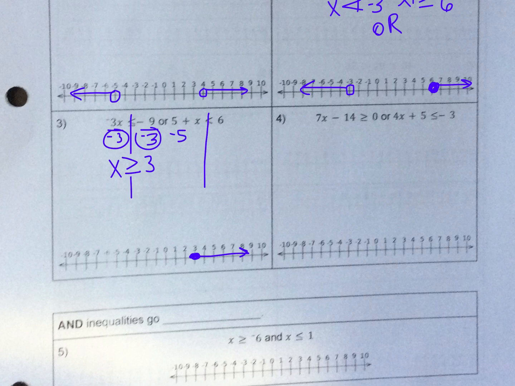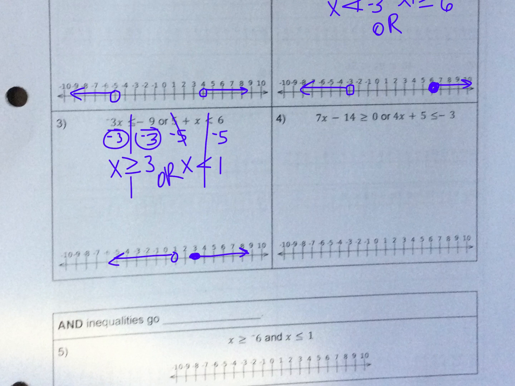Let's solve this one. I'm going to subtract 5 from both sides. X is less than 1. Open circle. So on that one right there, if you had messed up and forgot to flip it, you would have graphed it like this. And if you get two of them both going that way, then you know, oh wait, this is an or. I've screwed up. They have to go apart. So this is a way you can check yourself.